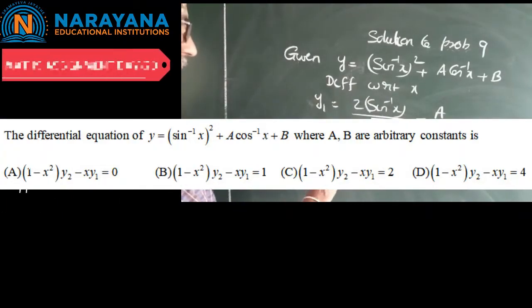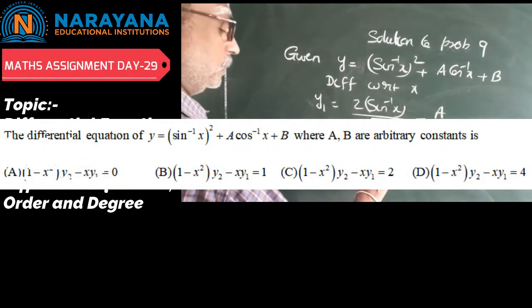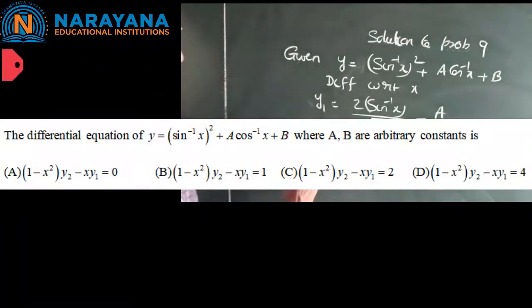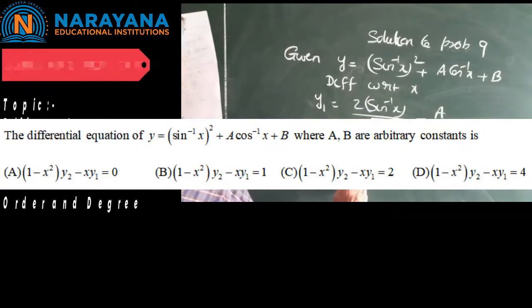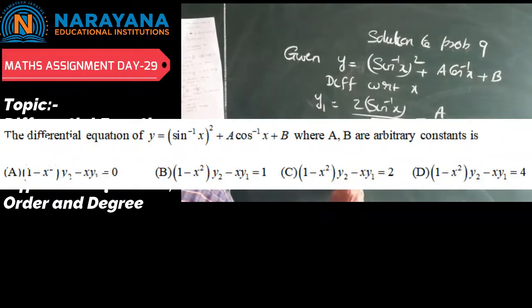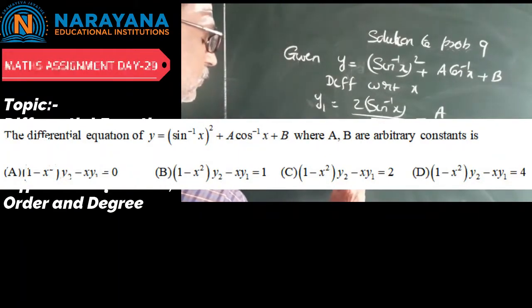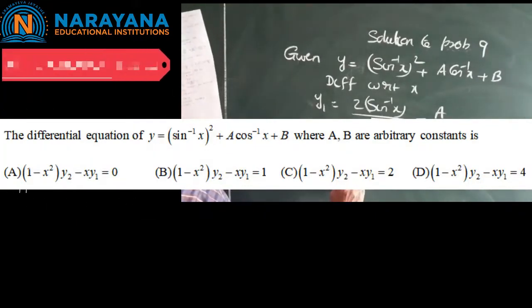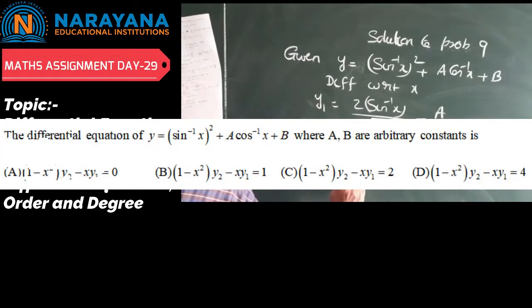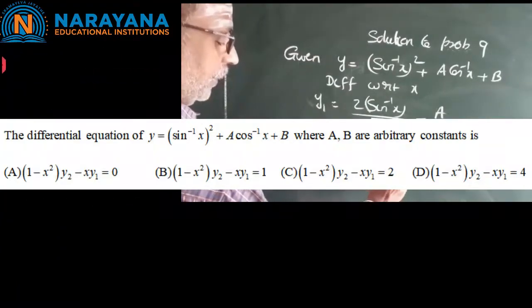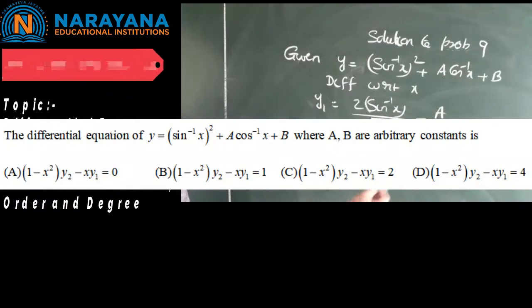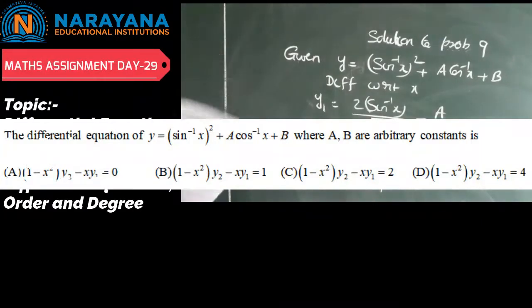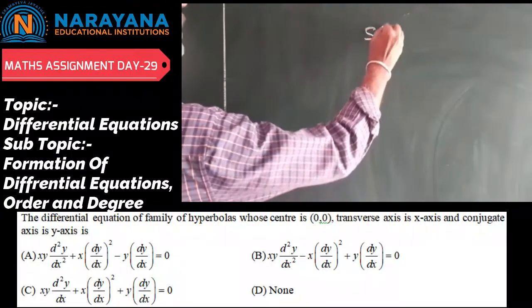Differentiating with respect to x, we can get the equation 1 minus x square into y2 minus xy1 minus xy1, so 1 minus x square into y2 minus xy1 equal to 2. After differentiation, you can get this. To problem 10.